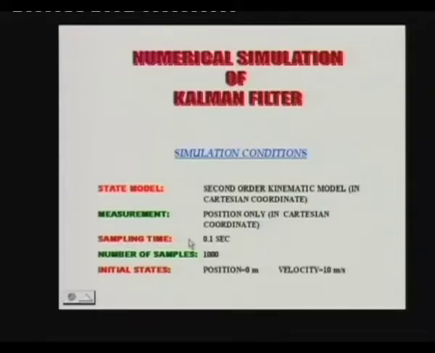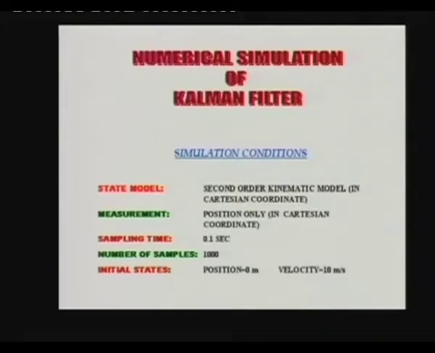The sampling time is 0.1 second. The number of samples for which these simulations were done was 1000, and these are the initial states: position 0 meter and velocity 10 meters per second. So, you can see that it really cannot be an airborne target because the velocity is too small. It can perhaps be a waterborne target, or even any other moving target.